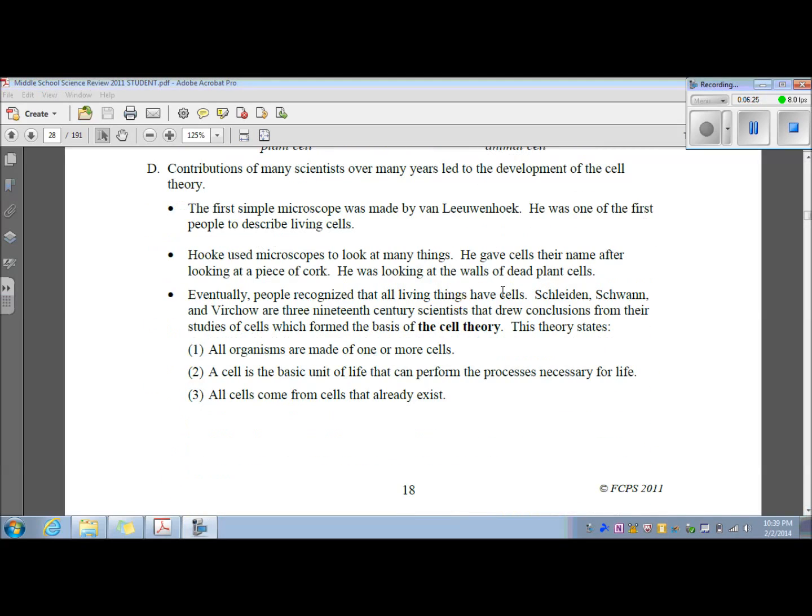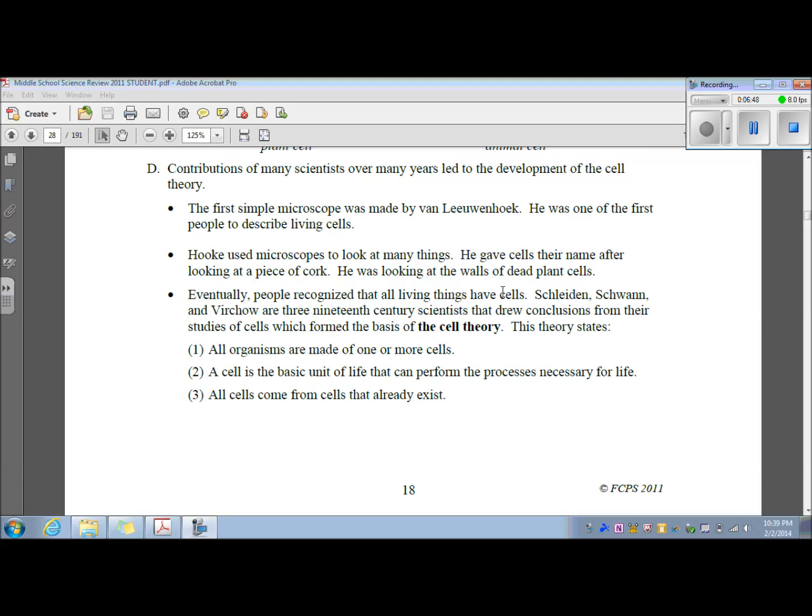Section D. Contributions of many scientists over many years led to the development of cell theory. The first simple microscope was made by van Leeuwenhoek. He was one of the first people to describe living cells. Hooke used microscopes to look at many things. He gave cells their names after looking at a piece of cork. He was looking at the walls of dead plant cells.